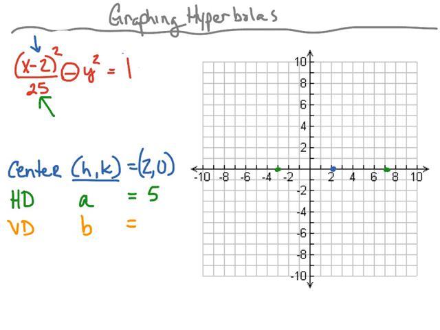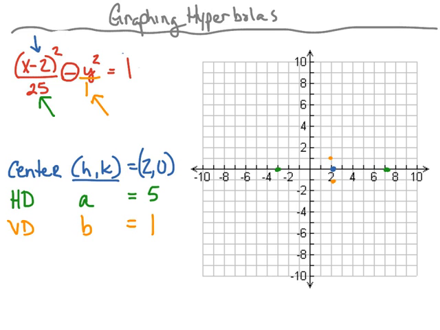Now I'm going to look for the vertical distance. Usually we have a number underneath that y squared, and as you can see right now I don't, so I'm going to go ahead and put 1. I can put the number 1 without actually changing the value of y squared, because y squared divided by 1 is still equal to y squared. Now that I know that number is 1, we're going to take the square root of 1, which is 1, which tells me my vertical distance is 1. So from the center we're going to go up 1 unit, and we're also going to go down 1 unit.